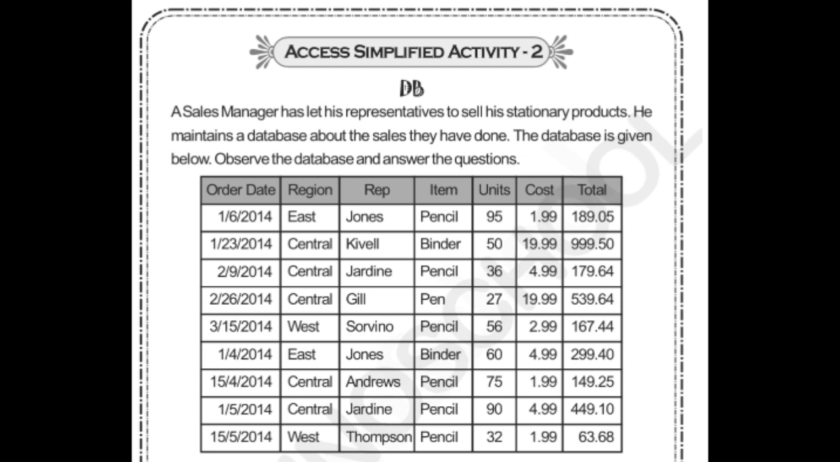Each row has the order date and its region, east, central, west, and representative names, items, units, the cost, how much they have sold of products like a pencil and a pen, some product category. So we have columns and rows. It's a combination of columns and rows. It's a table. This is the table for the salesman's reports.